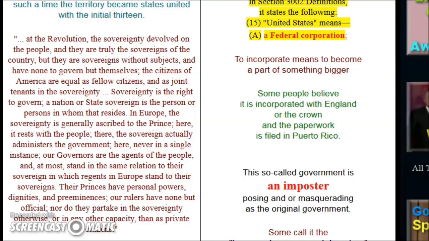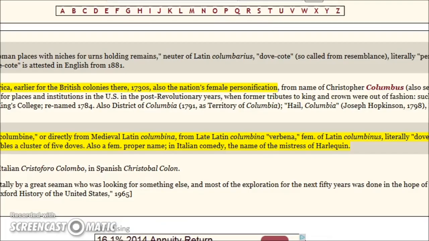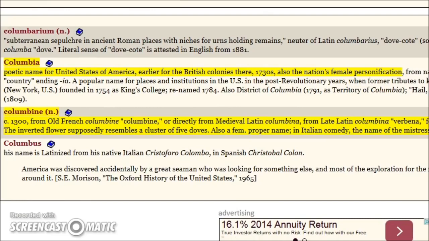to what the name means under etymology. Etymology is the root words, where words come from originally. Now we see under Columbia, the poetic name for United States of America, earlier for British colonies there. So they were calling it Columbia way back in the 1730s. Also the nation's female personification. And then it goes on to read, the next one is Columbine.